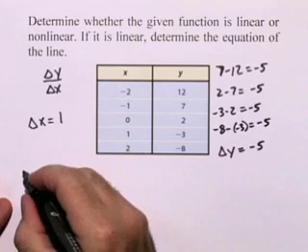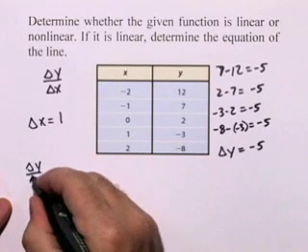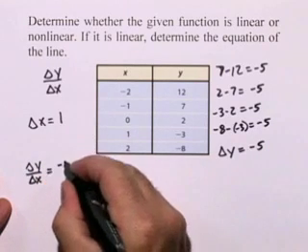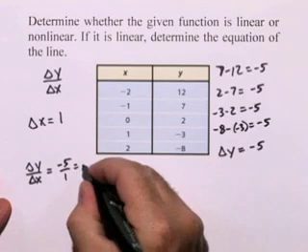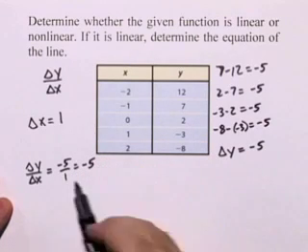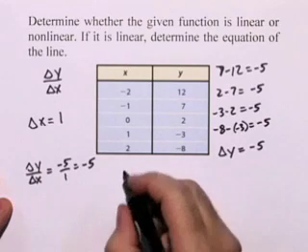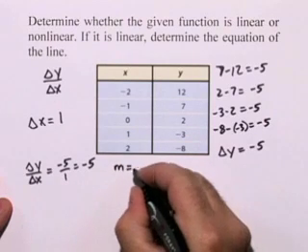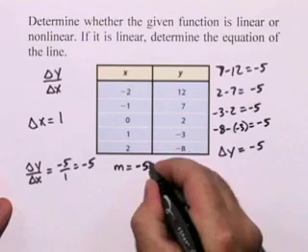So our average rate of change, delta y over delta x, is equal to negative 5 over 1, which is just negative 5. Now with the linear function, this average rate of change is our slope. So our slope m is equal to negative 5.